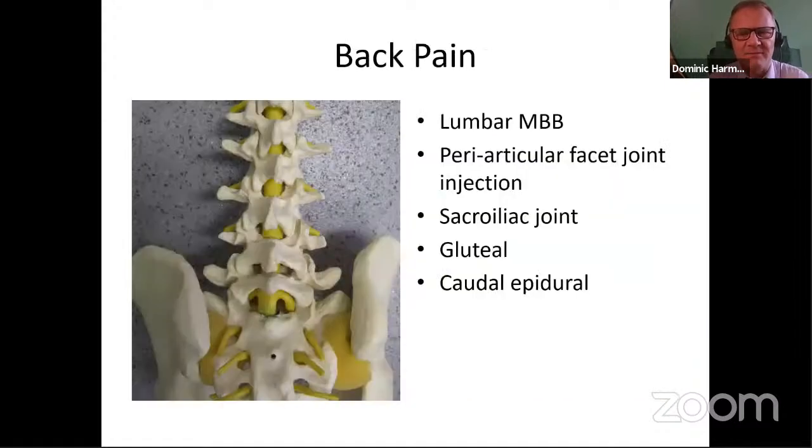Now, so we're moving on to the back pain, and here are some of the procedures that I'm going to cover. Lumbar medial branch, periarticular facet joint injection, sacroiliac injection, gluteal and caudal epidural.